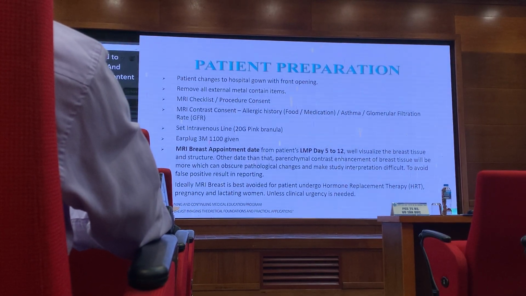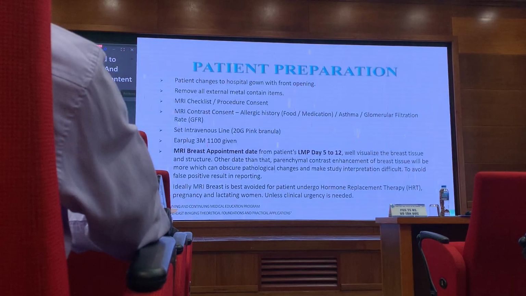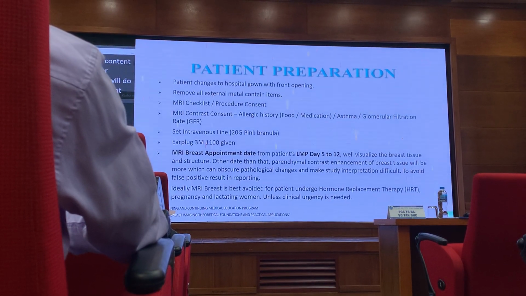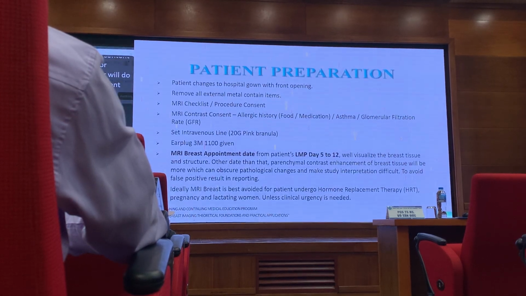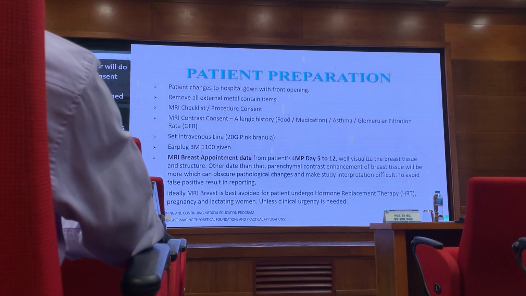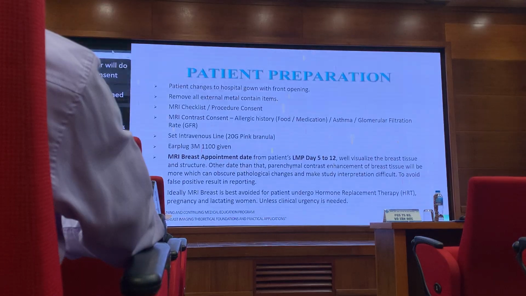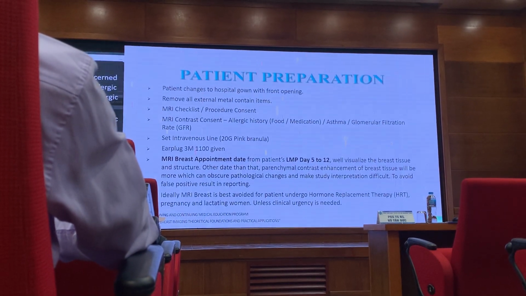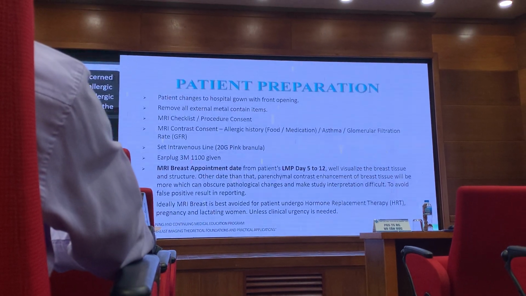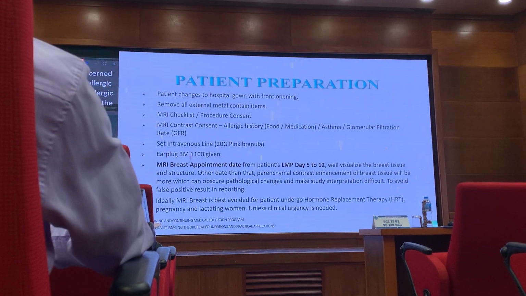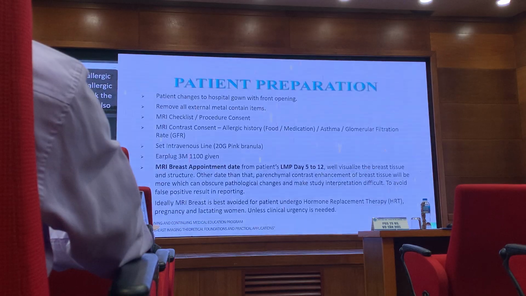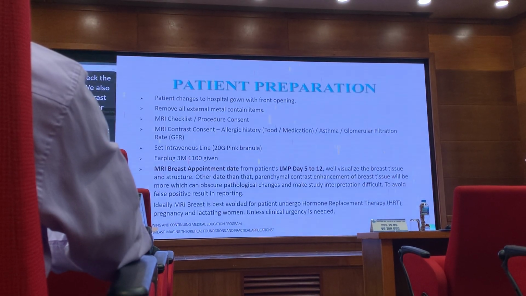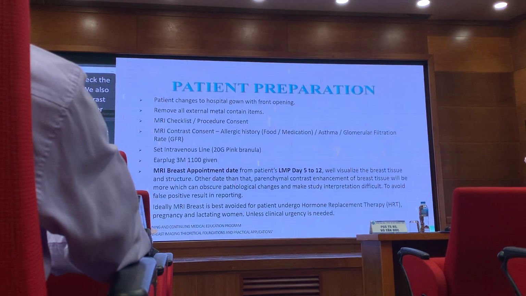Our doctor will also do the MRI checklist and procedure consent before we proceed with the examination. The MRI contrast consent covers allergic history, like food allergy, maybe seafood, or medication allergy, asthma history, and we also check the GFR for kidney function. We also set a line for the patient if contrast is needed, and we give all patients earplugs for hearing protection.